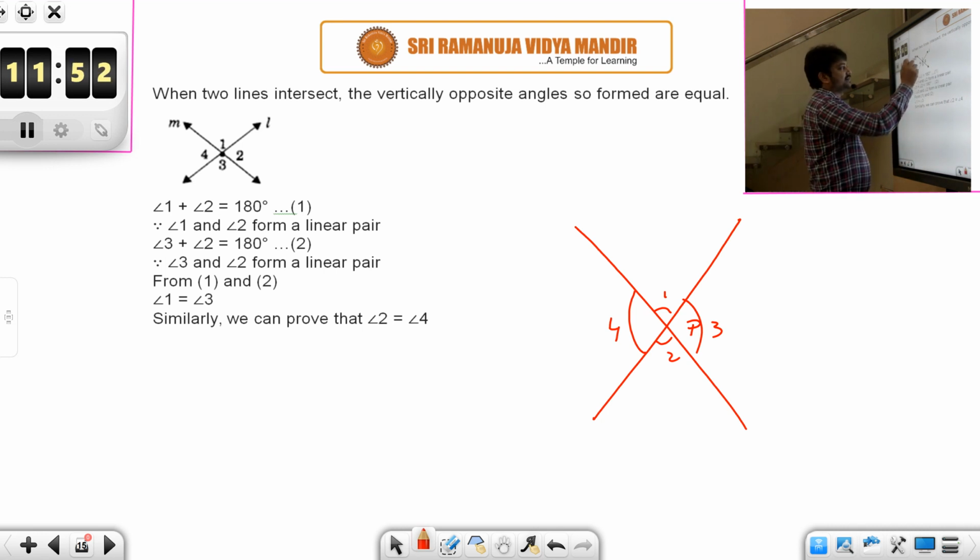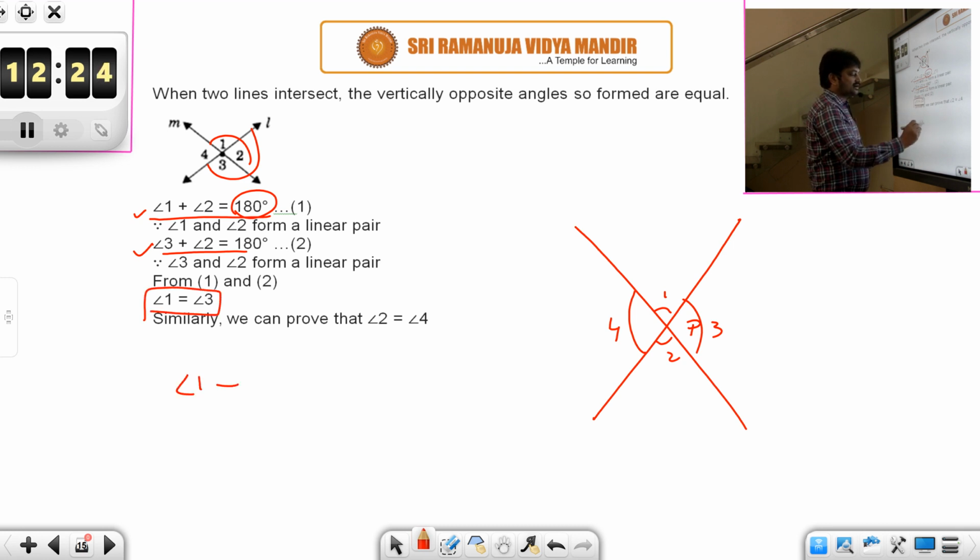You could look at the proof. Say here I have labeled the angles as 1, 2, 3, 4, and now in this diagram, 1 and 2 are forming a straight angle, I mean a linear pair, and you know that a linear pair means the sum is 180 degrees, right? And then similarly, what about 3 and 2? 3 and 2 is again forming a linear pair if you consider L as a straight line. But now using 1 and 2, you could conclude that 1 and 3 are equal. From 1 and 2, angle 1 is equal to angle 3.